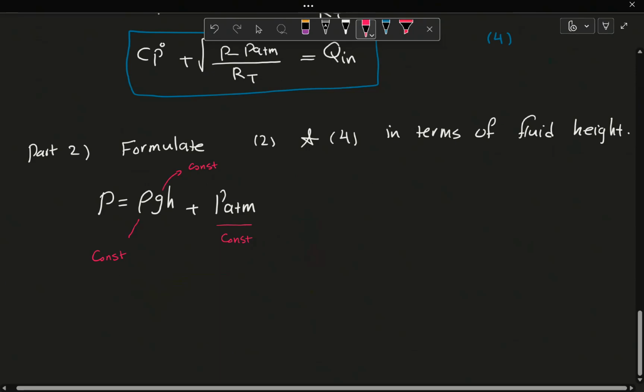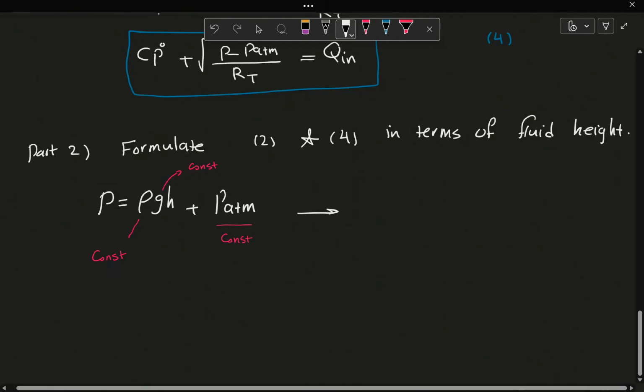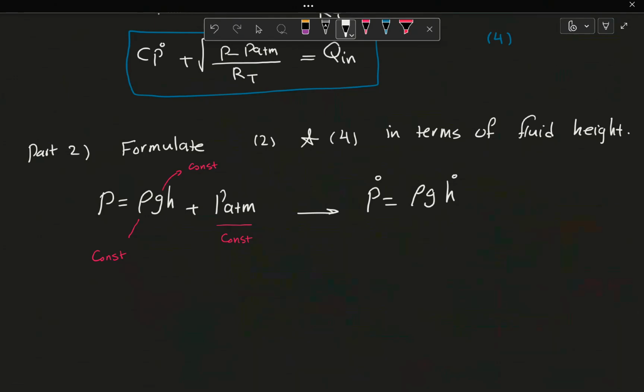So if you assume these numbers to be constant, and this is the expression for P, then your P dot, if you take the time derivative of this, will reduce to rho G H dot. Why? Because rho and G are constant. They act like a multiplier. H is the only term that has derivatives. And P atmosphere is also constant. The time derivative of a constant is always 0. Yes. Okay.